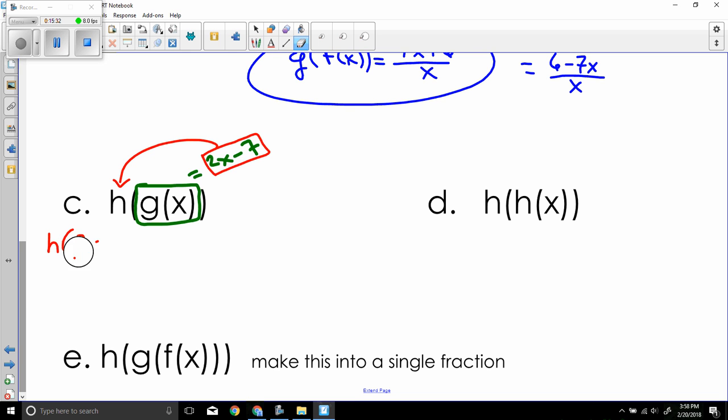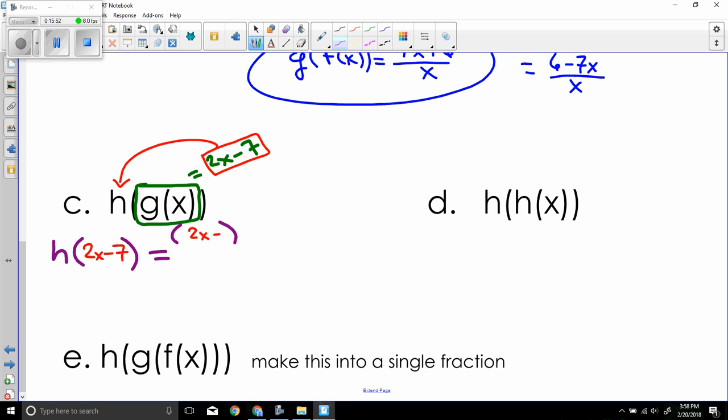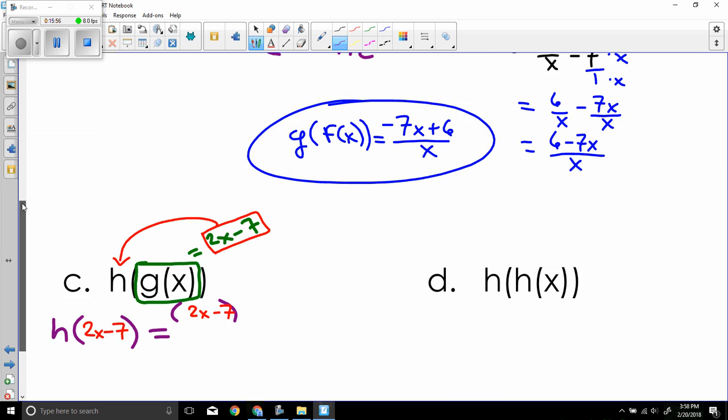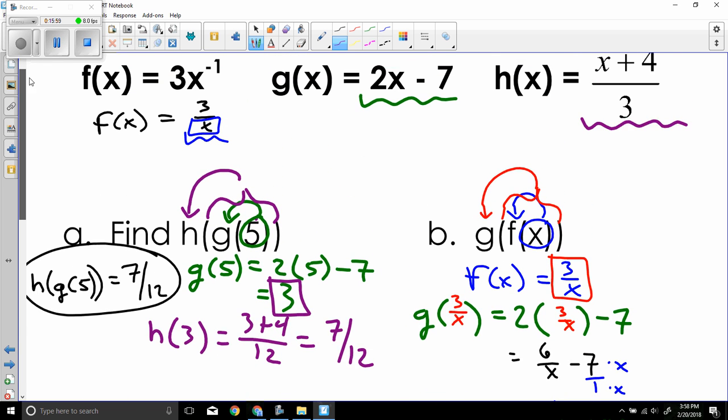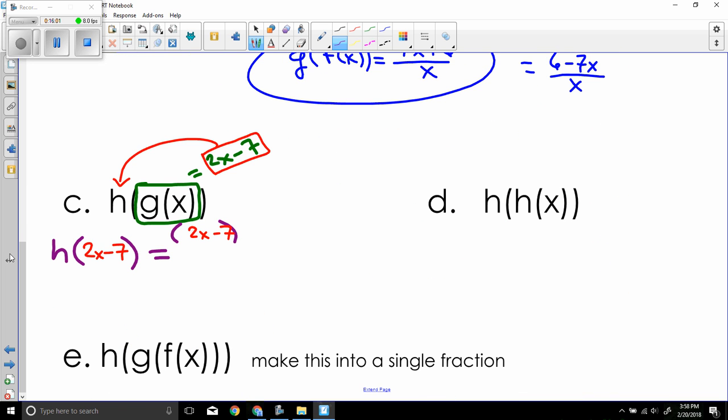Actually, let's keep the same colors. I keep doing that. That helps you out. This is h of, well, what's the of? Of course, that's my 2x minus 7. That's supposed to equal some x value up here, right? Well, I know what the x value is going to be. It's going to be 2x minus 7. Then I thought it said plus 4, but let's double check here. It looks like it's plus 4, divided by 3.